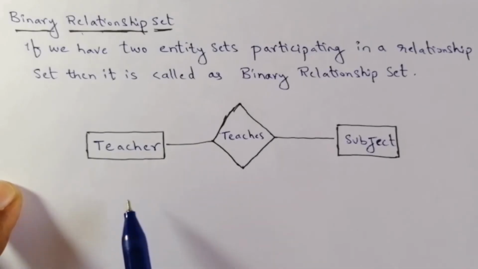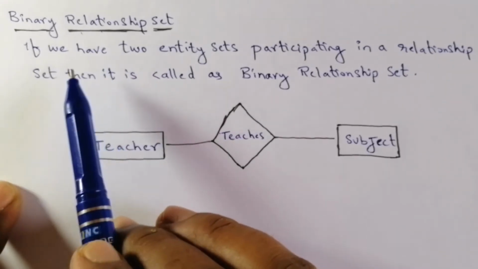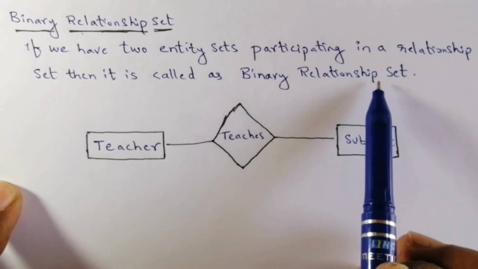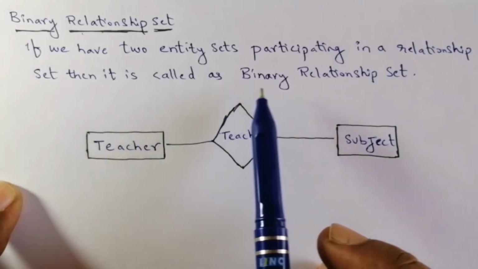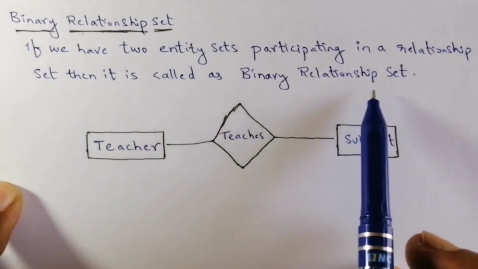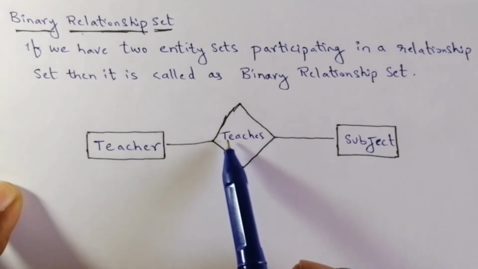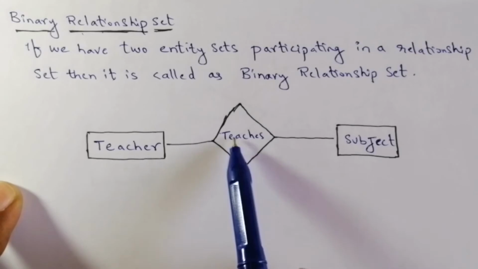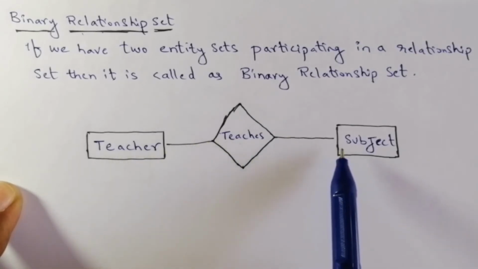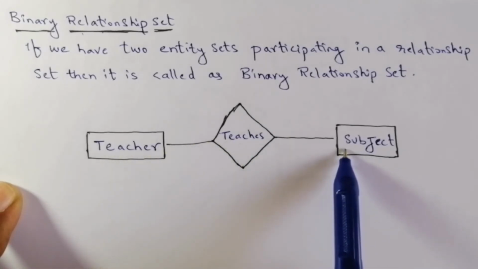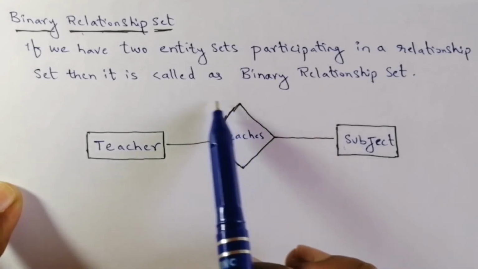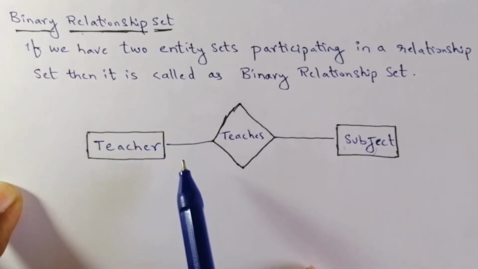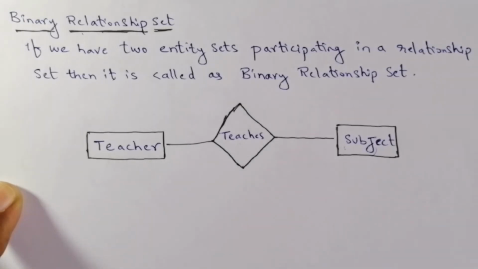A binary relationship: if we have two entity sets participating in a relationship set, then it is called a binary relationship set. See here we have a relationship set called teachers. In the teachers, how many entities are participating? Two entities. One entity name is teacher, another entity name is subject. Such type of relationship set is called a binary relationship set.